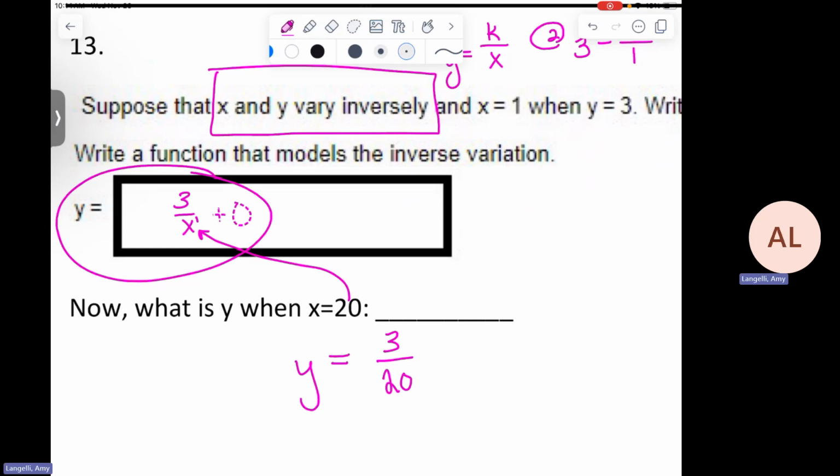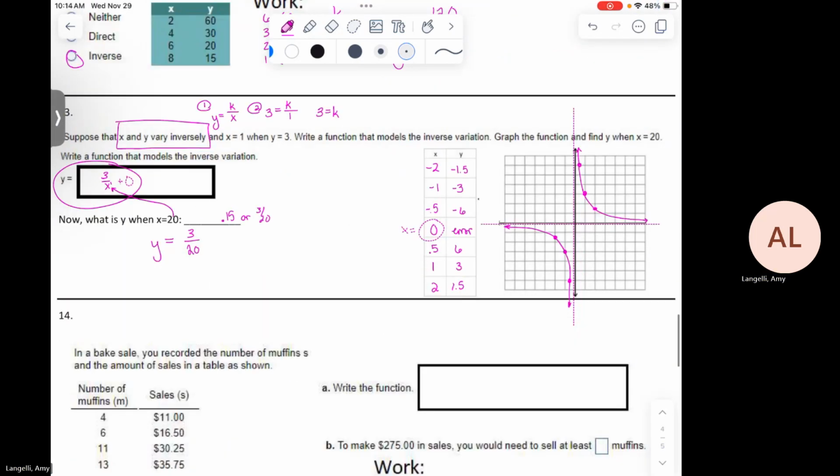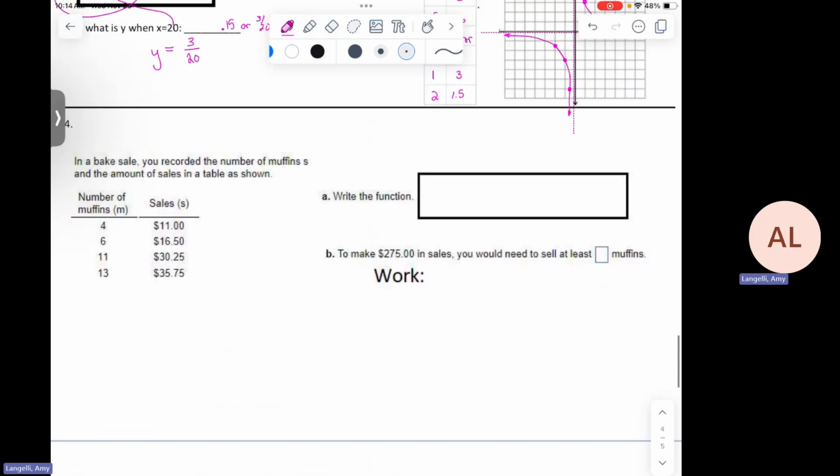Is it just 0.15? So you can leave it at 0.15 or you may leave it at 3 over 20. Whatever floats your boat. Okay.